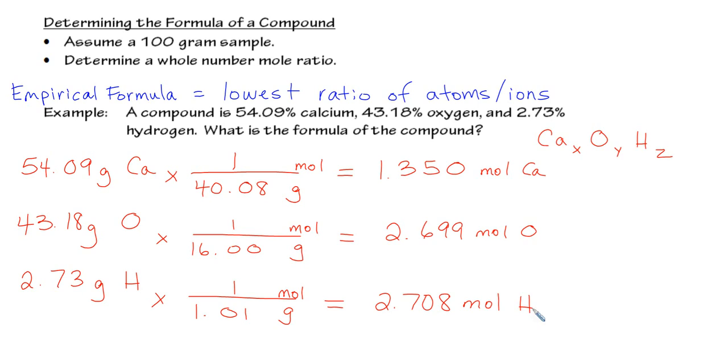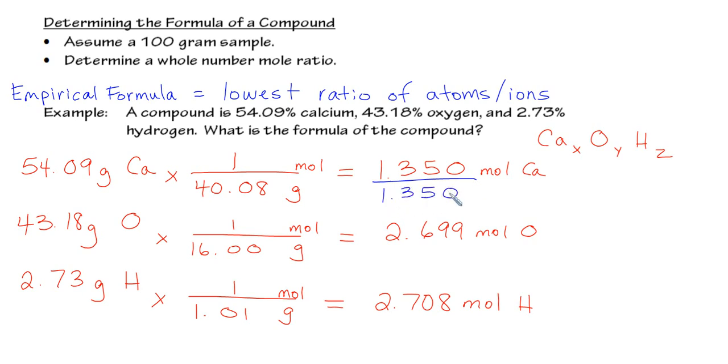These are not whole numbers. However, you might be smart enough to see the whole number ratio at this point. I've got a ratio of about 1.35 to about 2.7. I'm going to guess this ratio is going to turn out to be about 1 to 2 to 2. If you can't see that, the first trick to try, divide them all by the smallest.